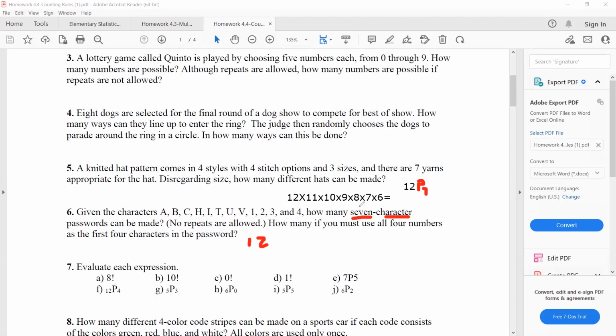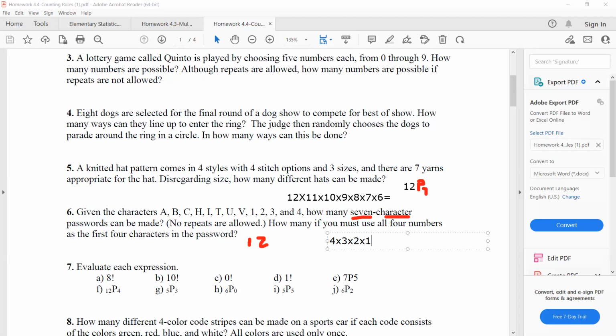Okay, so this is a little different. This is set up just a bit differently. So here we have 7 slots. We have to use 4 numbers as the first 4 characters. That means that in our first 4 slots, we have 4 options for the first character, right? Because we have one of the numbers. And I'm assuming we're not repeating anything because she said that. Times 3 here, 2 here, and 1 here.